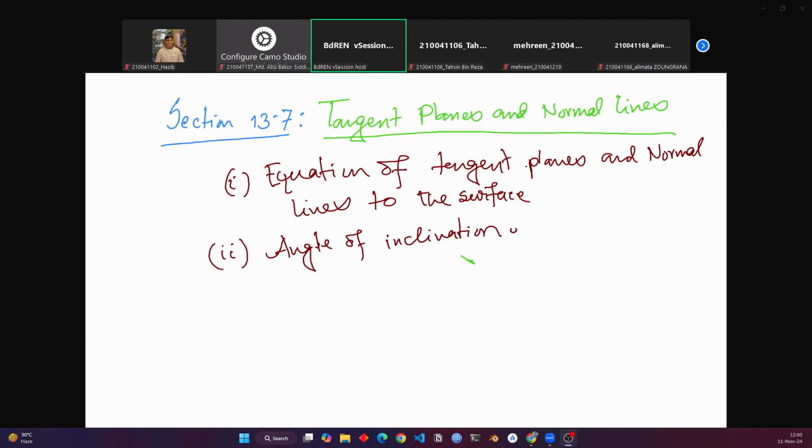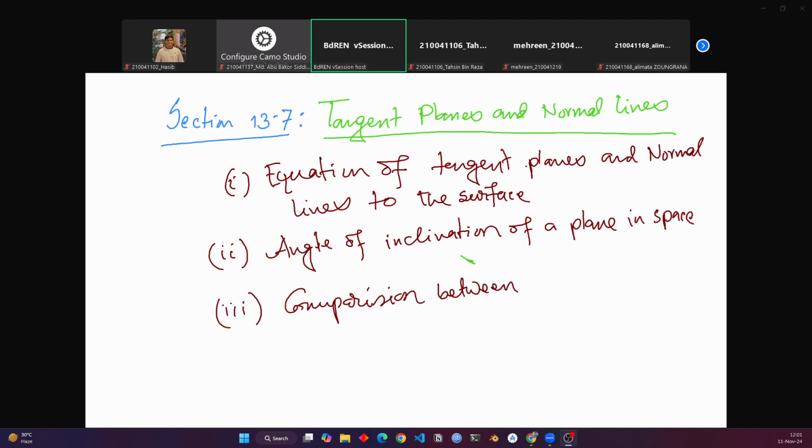Inclination of a plane in a space. Number 3, comparison between gradients of a function of two variables and a function of three variables. These three things we will discuss in this section.